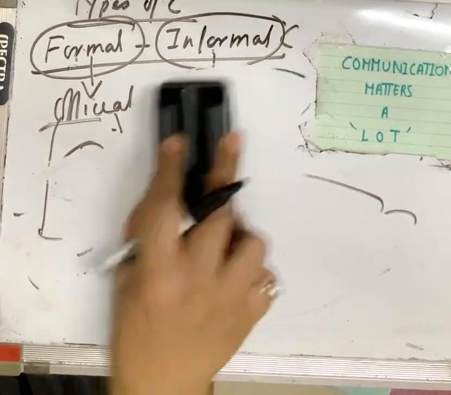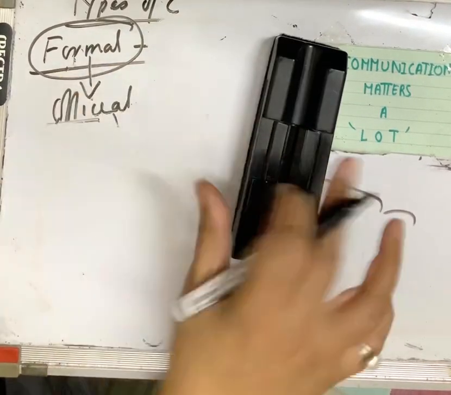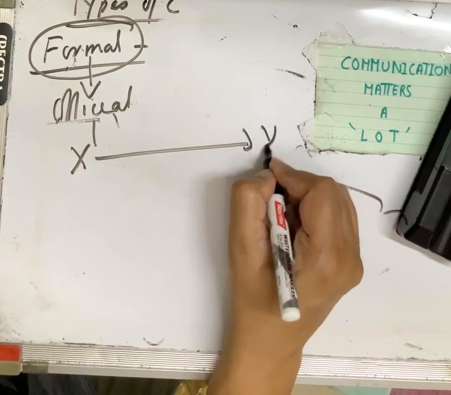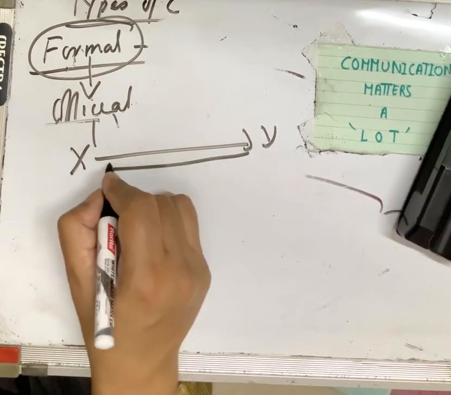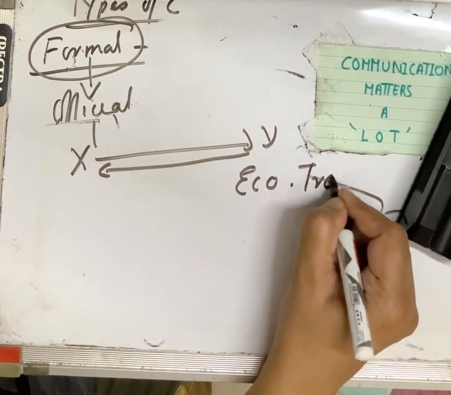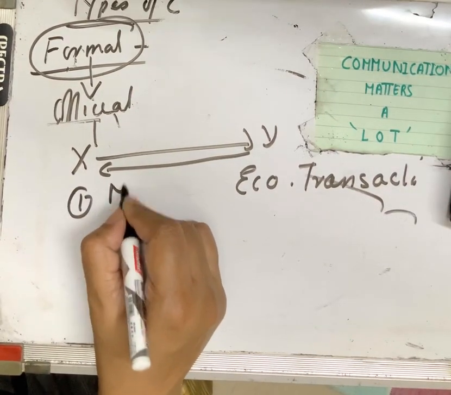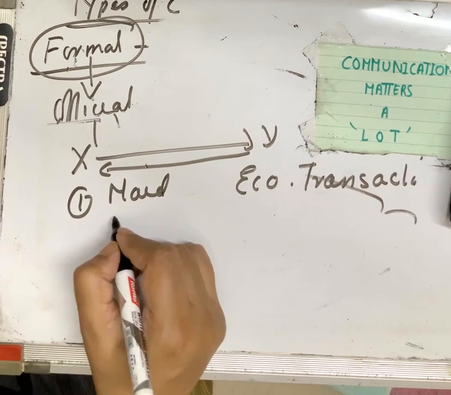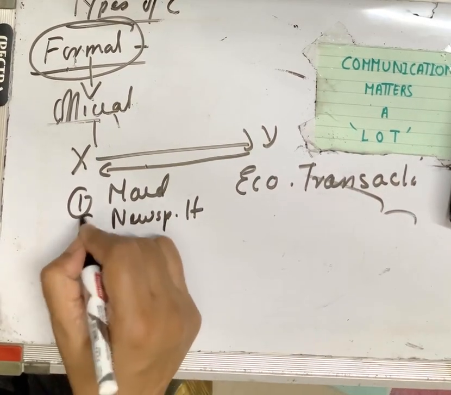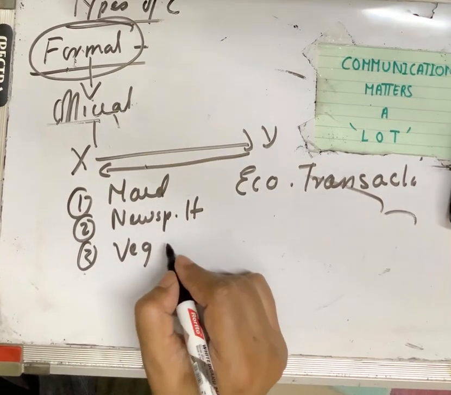When you look at official communication, formal communication, we realize that X and Y are in a relationship that is based on economic transaction. And the examples that we gave were the maid in the morning, the newspaper hawker, the vegetable vendor.